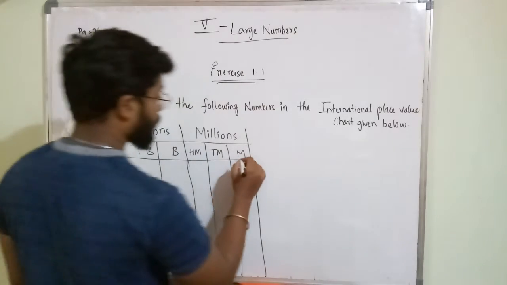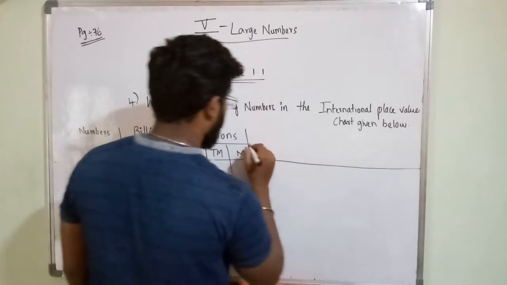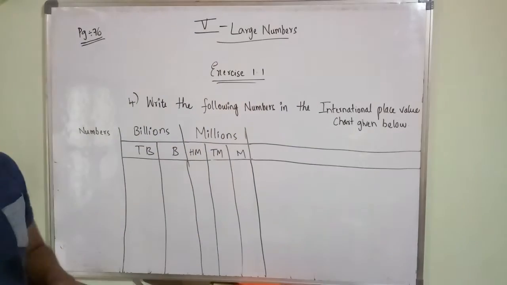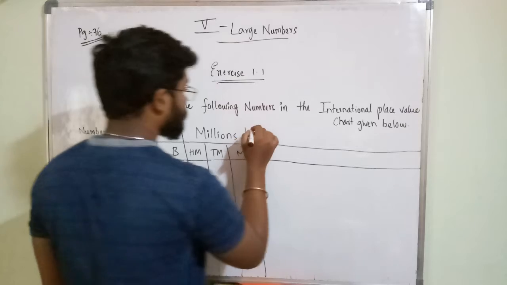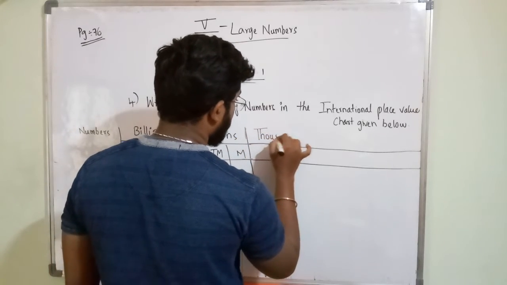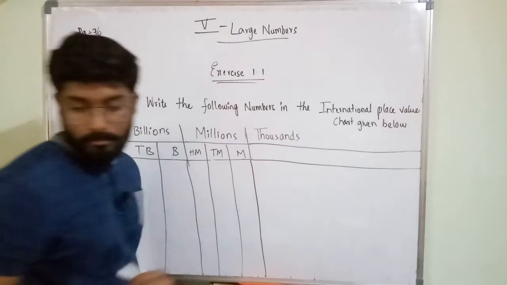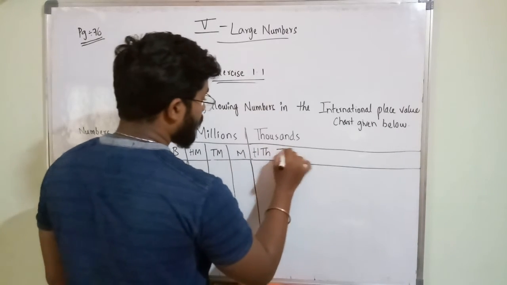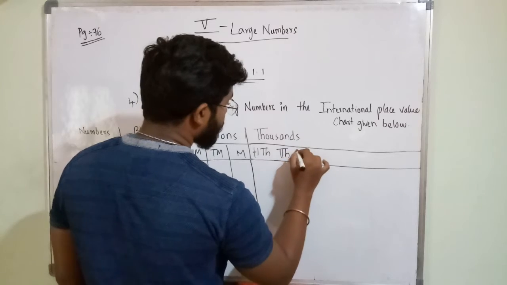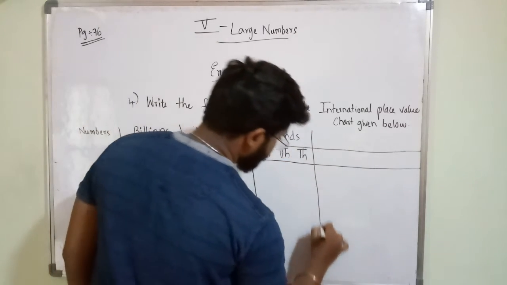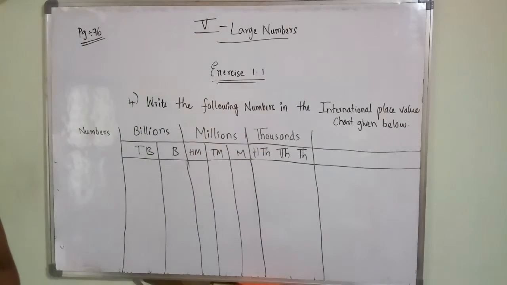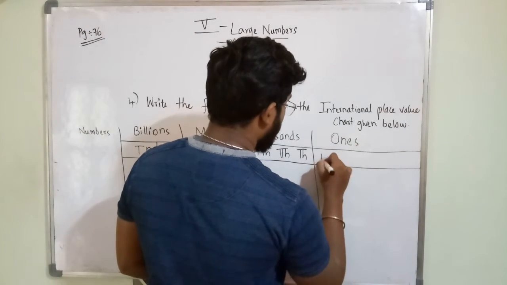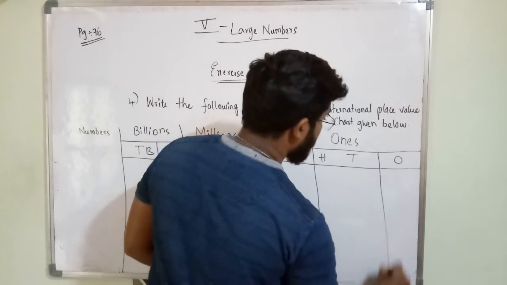Next, billions, millions, thousands. Hundred thousands, 10,000s and thousands. Next we will have ones: hundreds, tens and ones.